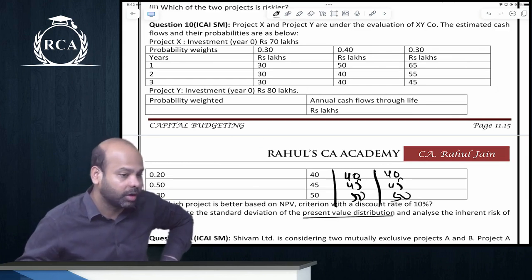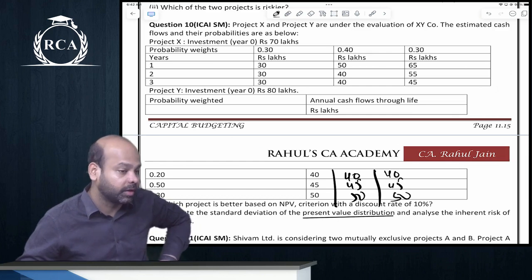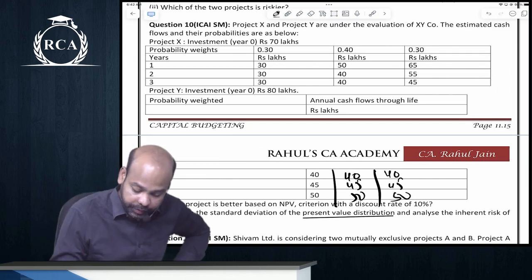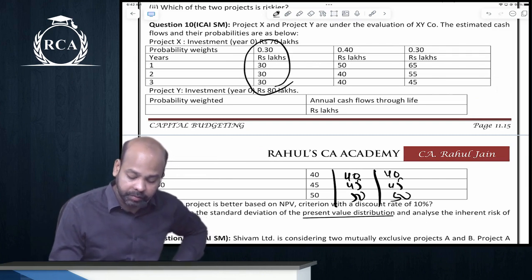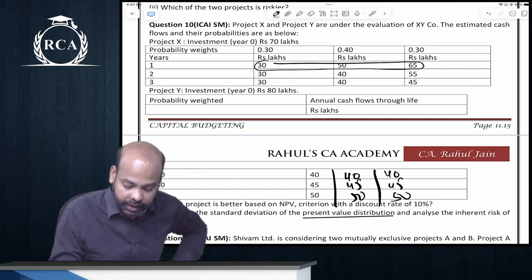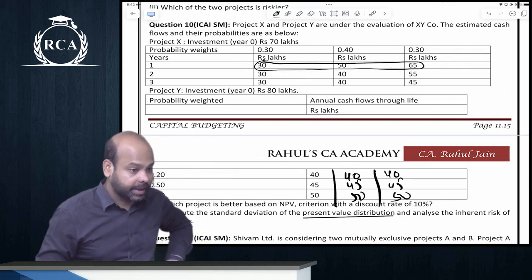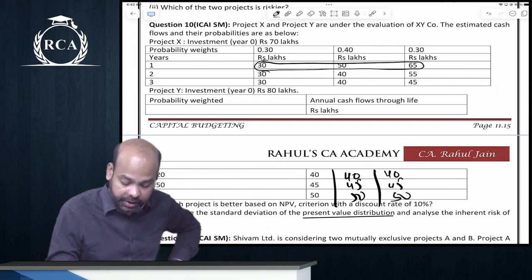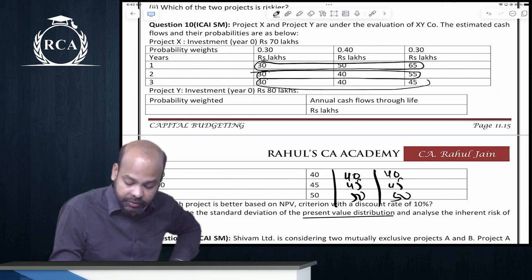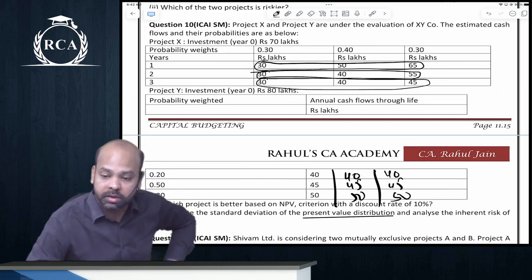याद है नहीं है Hiller's model में बेटा? You need year 1 का variance, year 2 variance, year 3 variance. So instead of directly computing NPV at this stage, what will you do beta? Take these cash flows, arrive at expected cash flow and standard deviation.